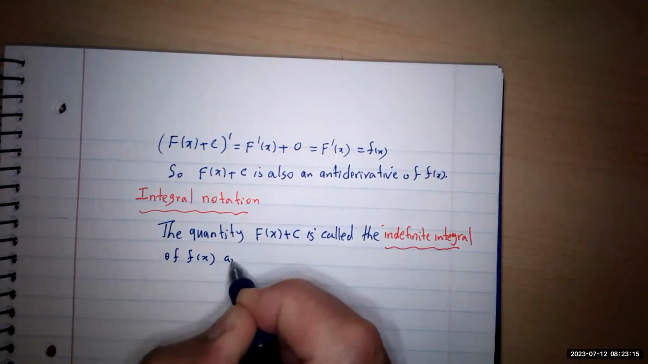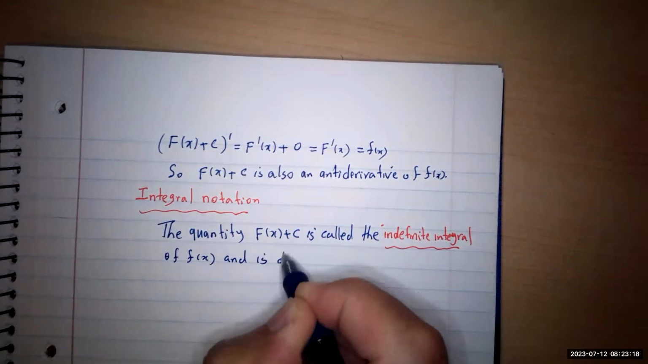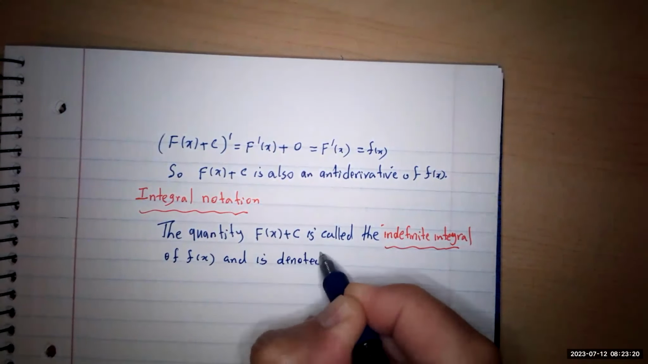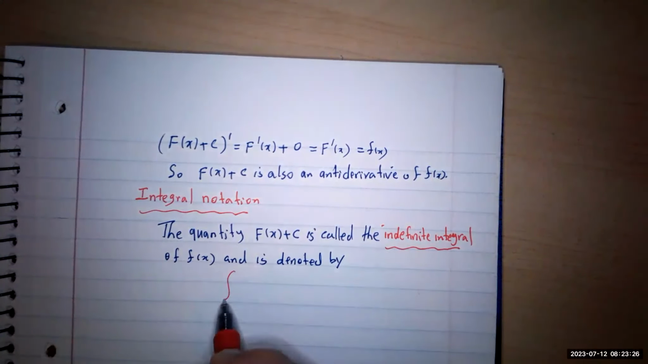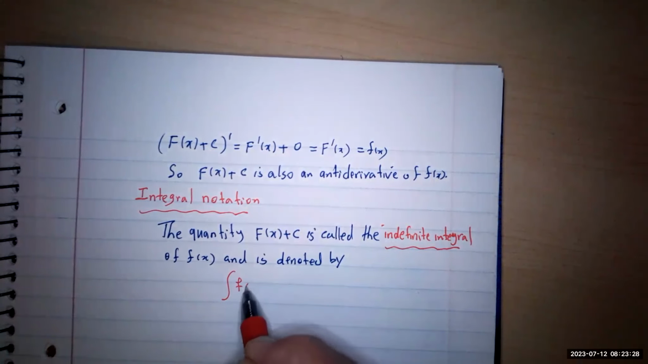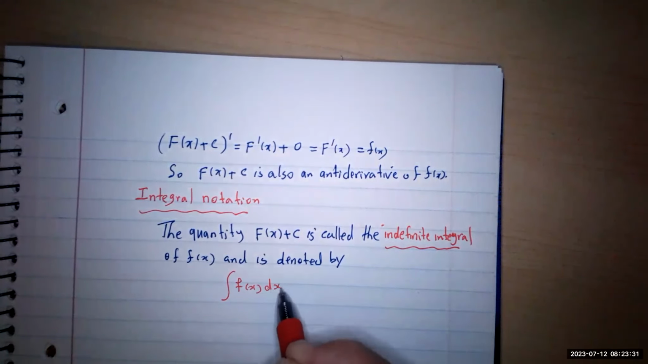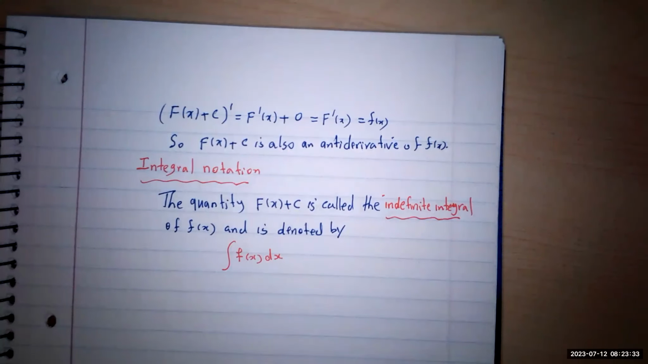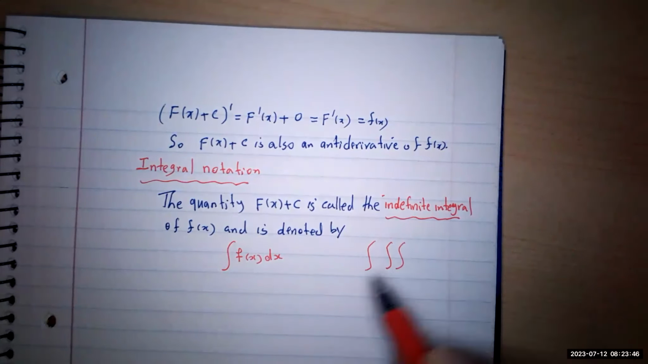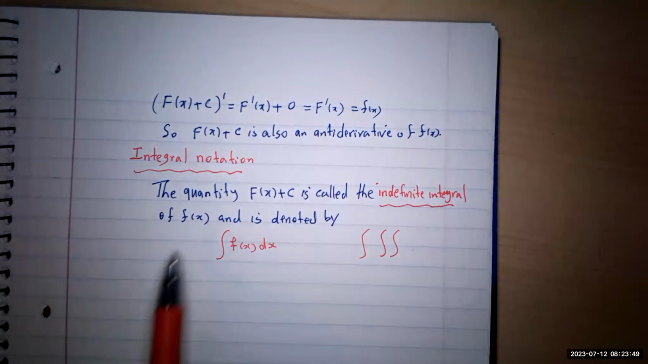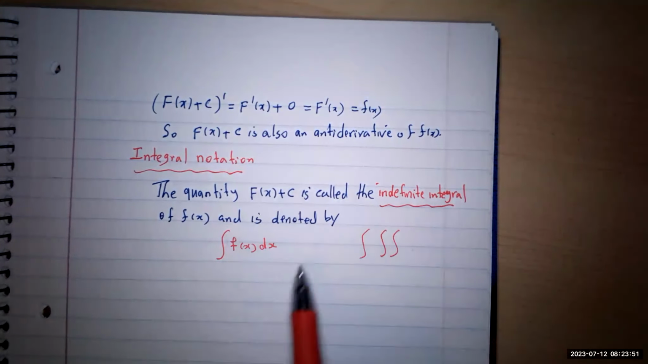and is denoted by this notation. We call it integral notation: integral of f of x dx. Remember the differential that we talked about the other day. This notation of the integral is like a big S, or a stretched S, and you are going to see later on why I say S. So get used to it. Integral, integral, integral. This is the notation that we're going to use. So the quantity f of x plus c is going to be called the indefinite integral.